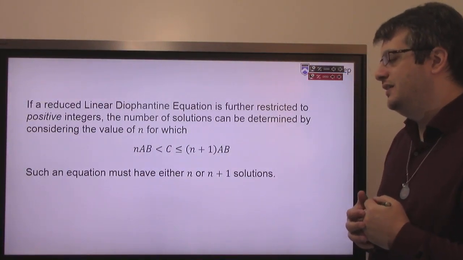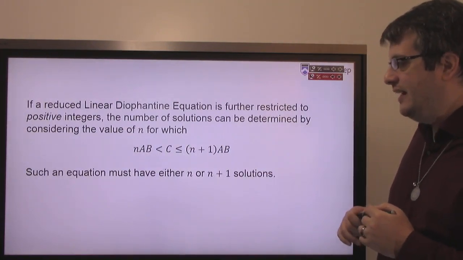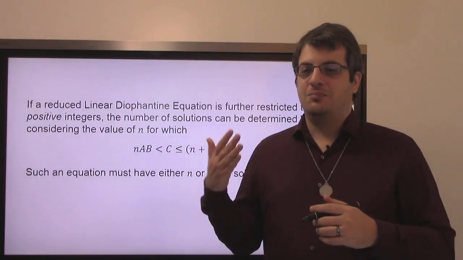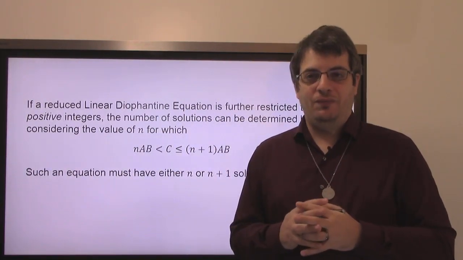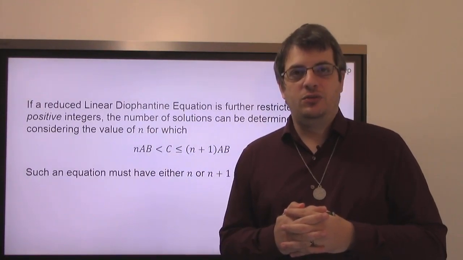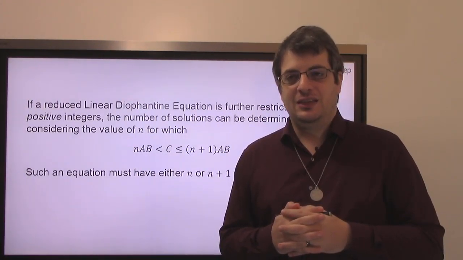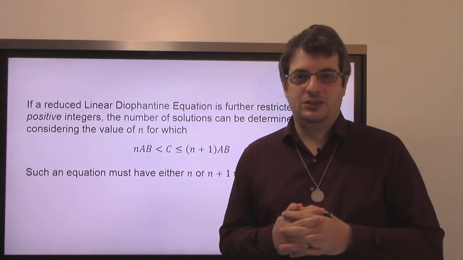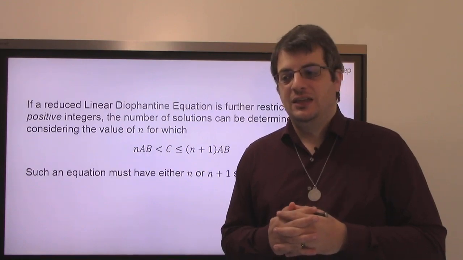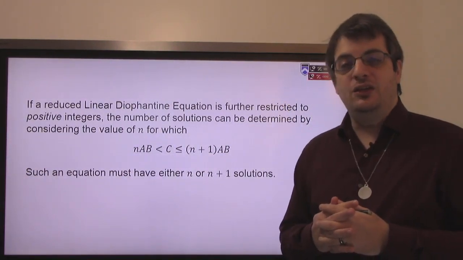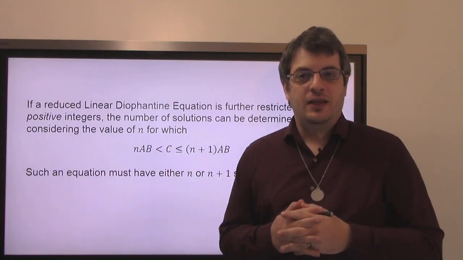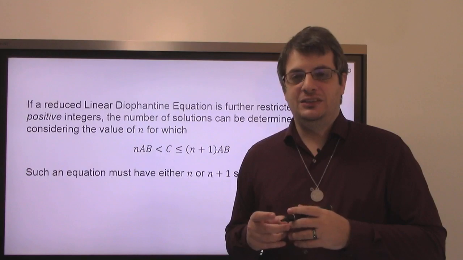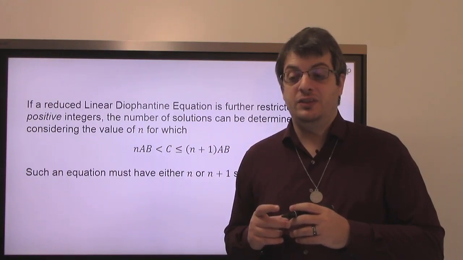Now, if you wanted to know how many solutions, I've got this fancy formula. It's n times ab less than c less than or equal to n plus 1 times ab. What the hell is that? Let me translate it into very simple terms for you. I've already told you that if the product of the two constants, a and b, is less than c, then there must be at least one solution. But the real question is, how many times can you fit ab in under c? And the more times you can fit ab in under c, the more solutions you have, okay?